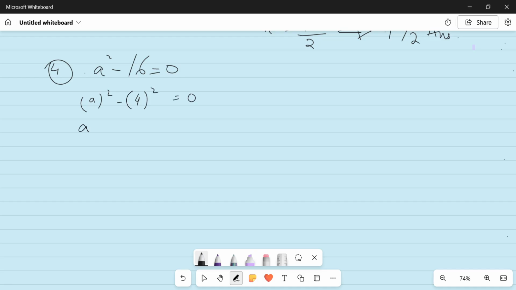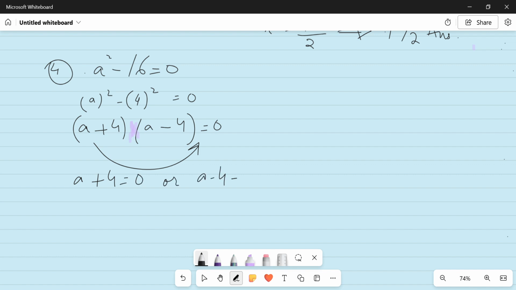So first is a plus 4, right? And then a minus 4 equals 0. See, here we have a multiplication sign between them. Okay, so what we need to do, we need to find out the two values. A plus 4 equals 0, or another value, a minus 4 equals 0.